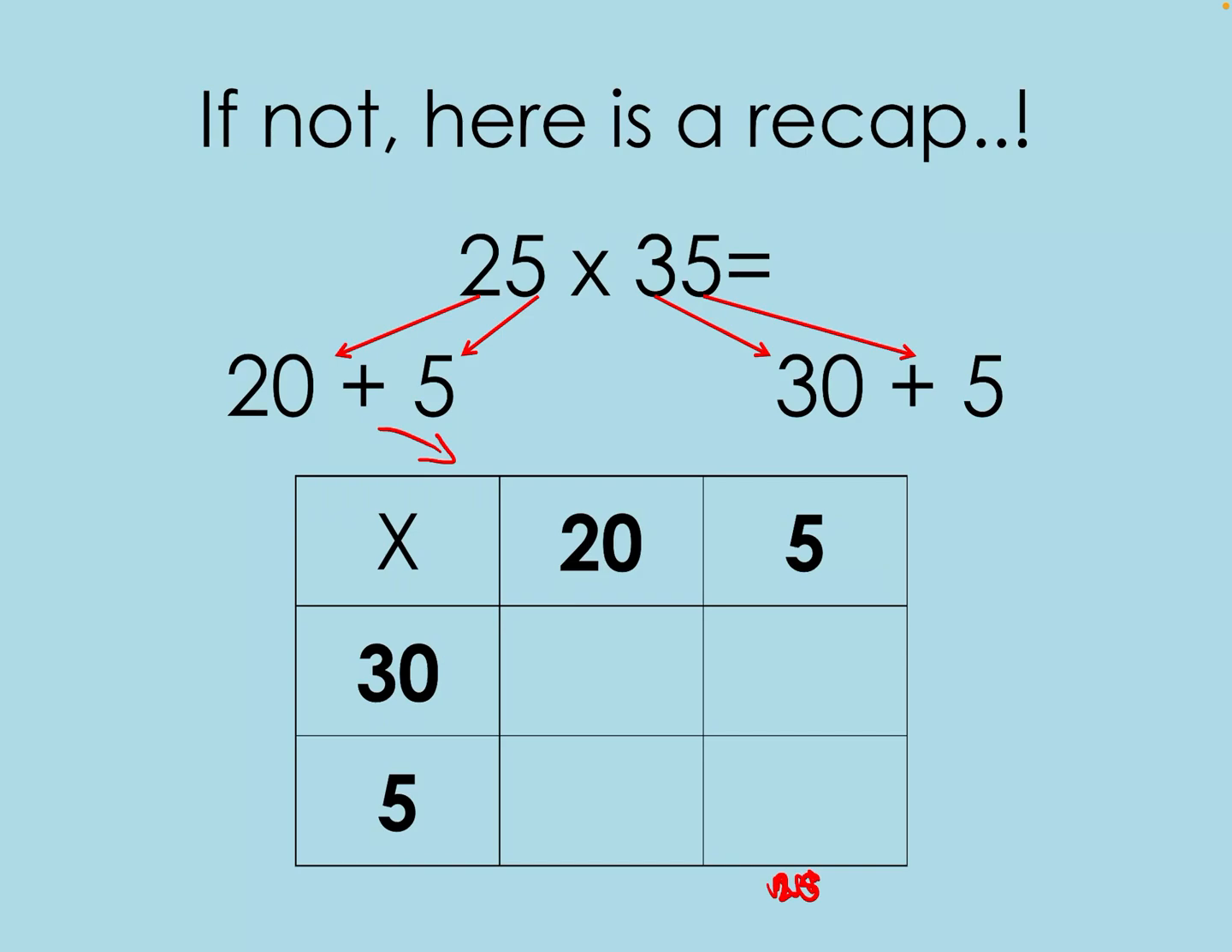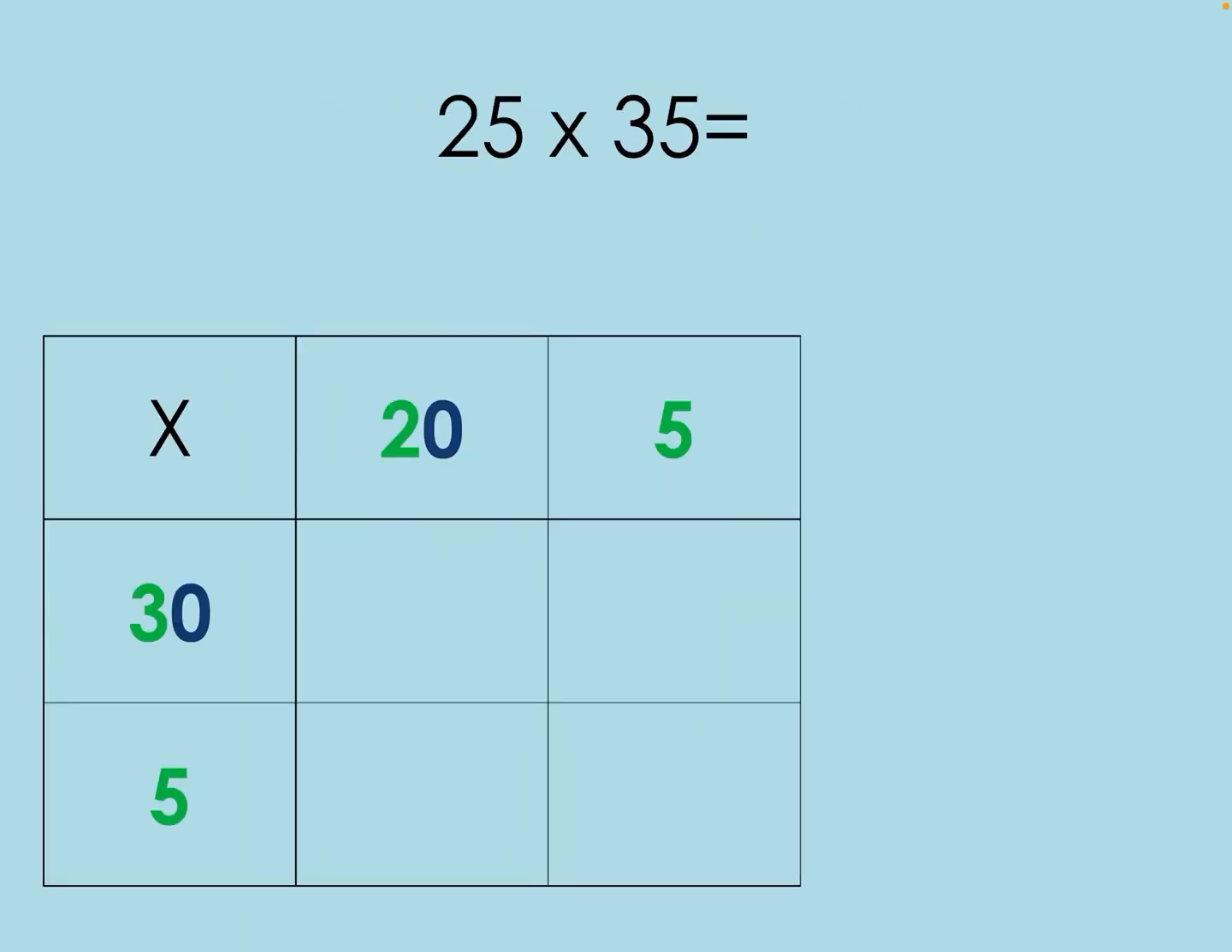We can do 5 times 20. You can do 5 times 2 is 10, so 5 times 20 must be 100. We can do 5 times 30. You know, 5 times 3 is 15, so 5 times 30 must be 150. And we know 20 times 30, so we know that 2 times 3 is 6, so 2 times 30 must be 60, so 20 times 30 must be 600.